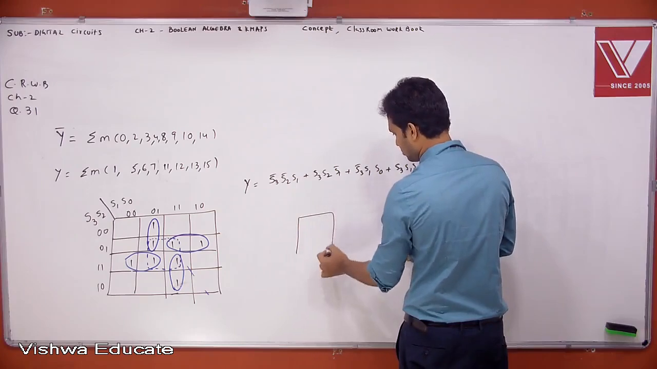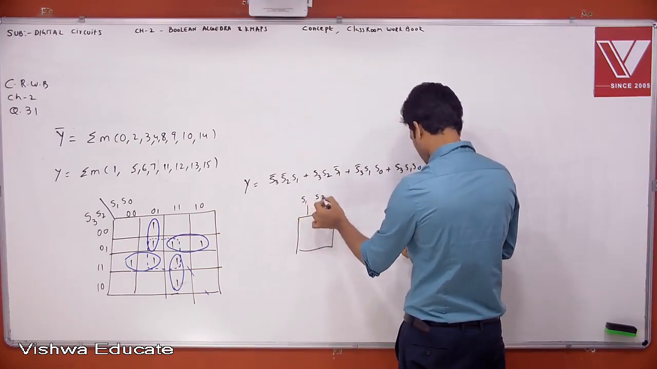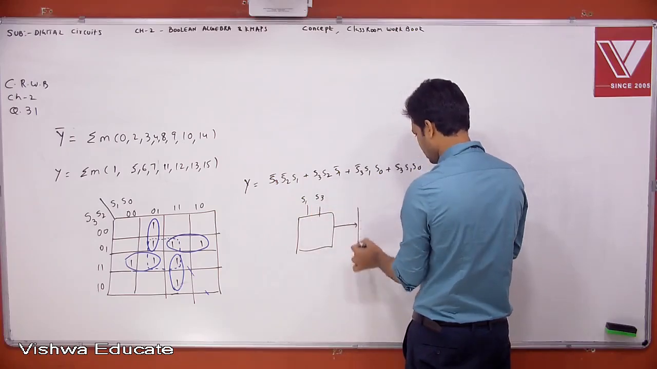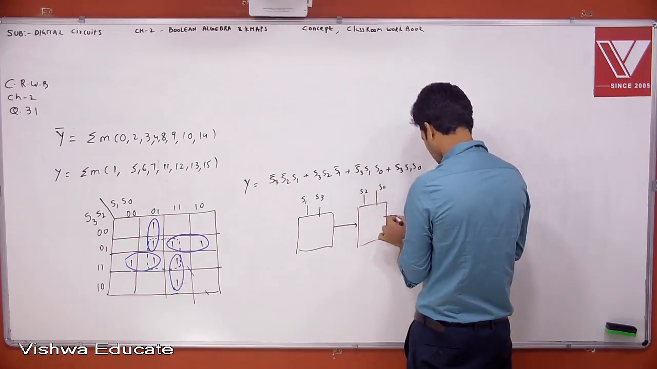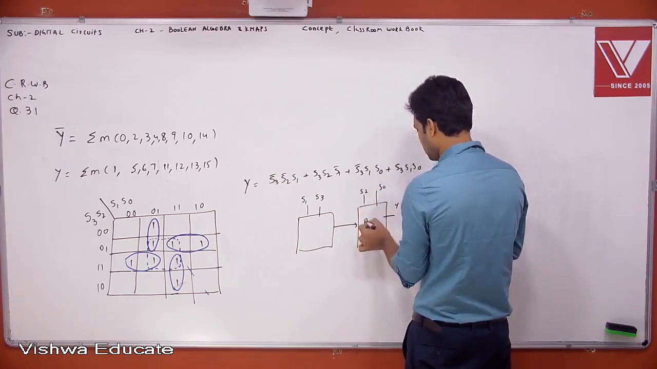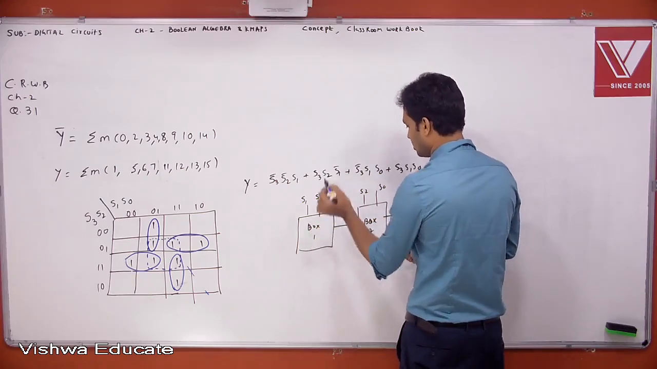Here what are the inputs? S1, S3, and here S2, S0, and this is your box 2, box 1, right?